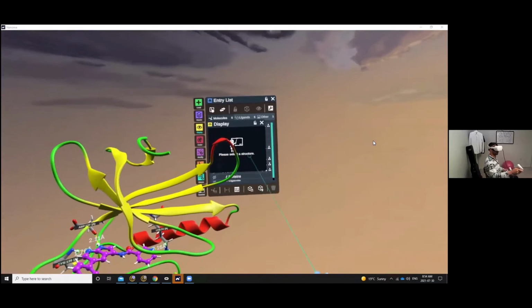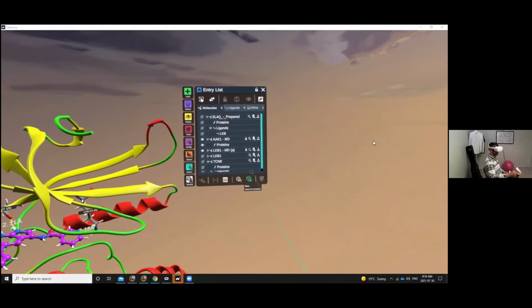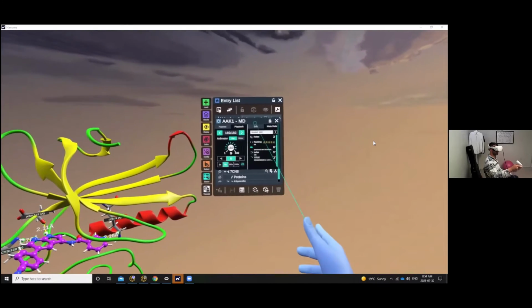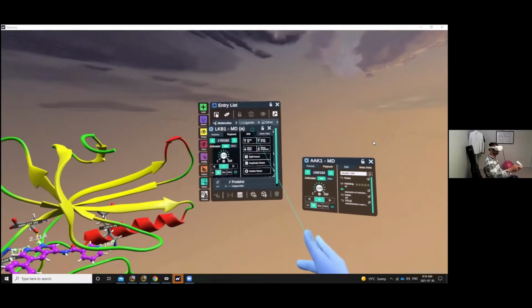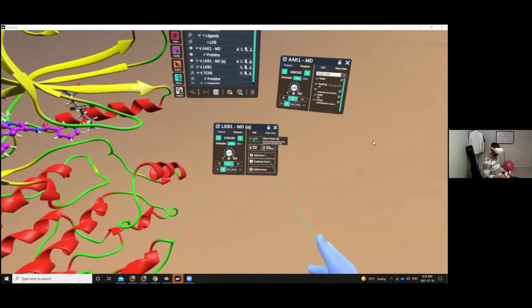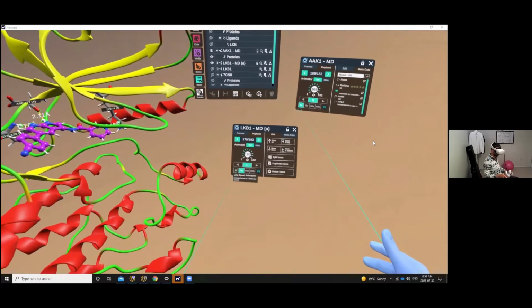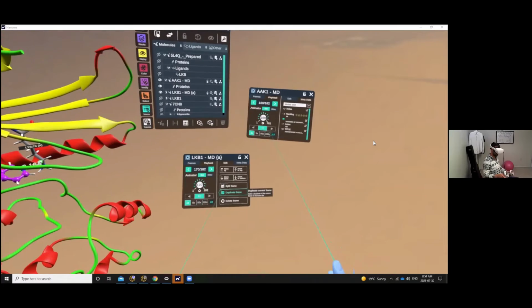So let's play our trajectory. Close that. And we will go to our advanced menu to play our simulation. And we also need this one. I'm going to set this to 1x at first because the simulation does move very quickly. And then we can play it.